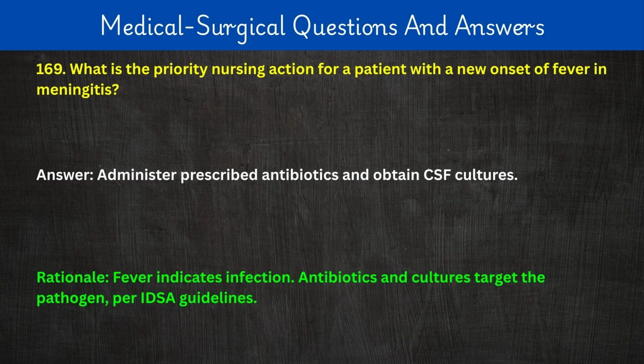169. What is the priority nursing action for a patient with a new onset of fever in meningitis? Answer: administer prescribed antibiotics and obtain CSF cultures. Rationale: fever indicates infection. Antibiotics and cultures target the pathogen, per IDSA guidelines.